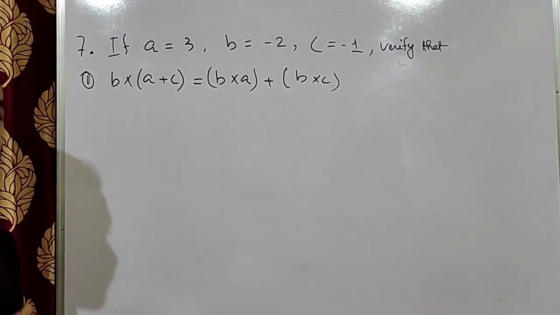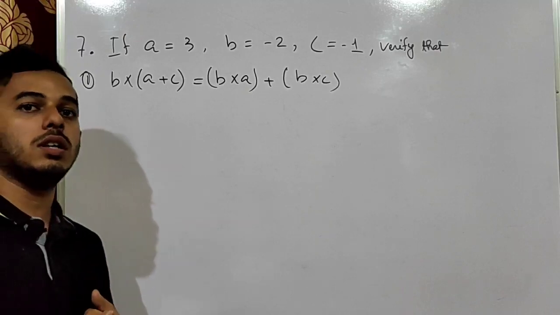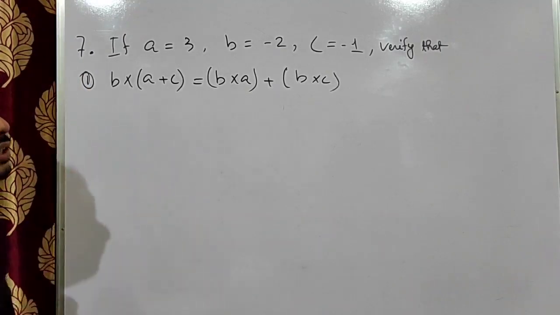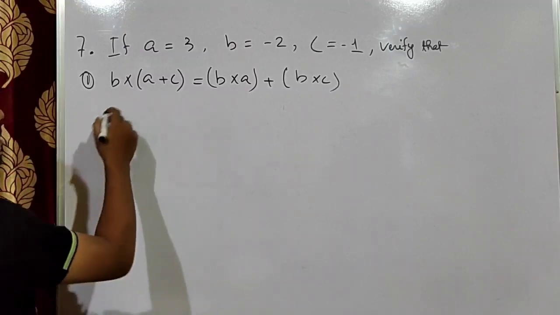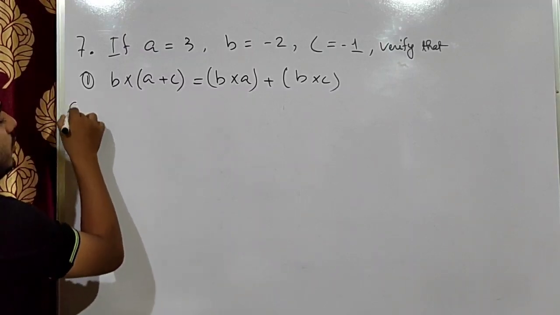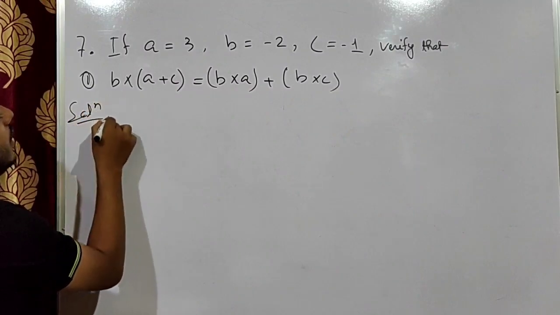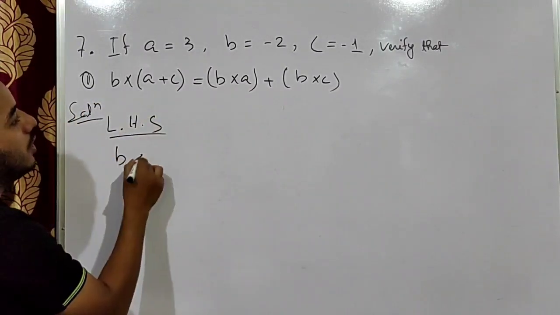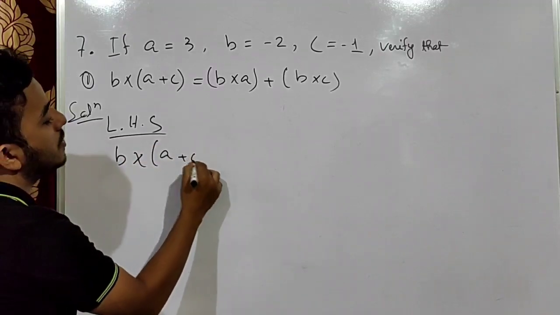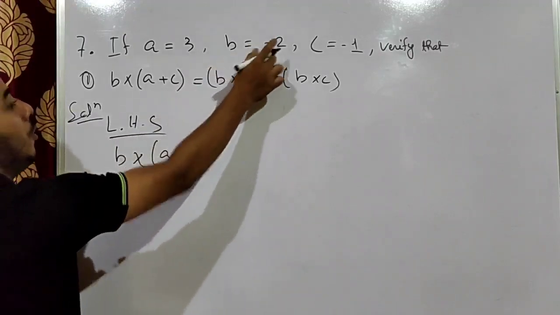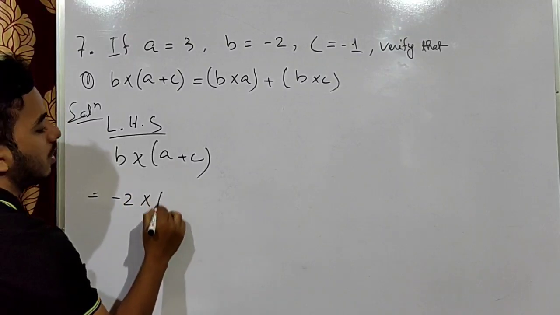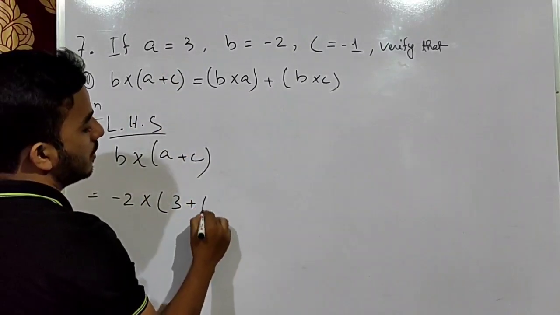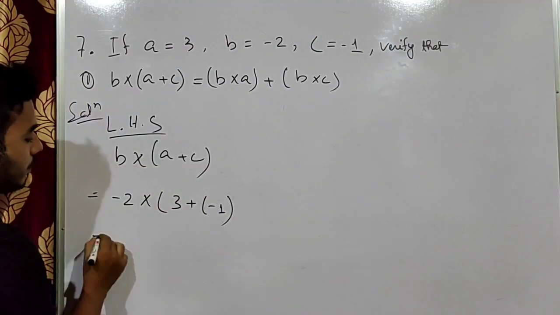Okay, so first of all let us substitute their values, that is let us put the values of the certain letters. So let us write the solution. Then LHS equals what? B into A plus C. Now in place of B, the value of B is minus 2, the value of A is 3 and the value of C is what? Minus 1. Up to this clear? Okay.